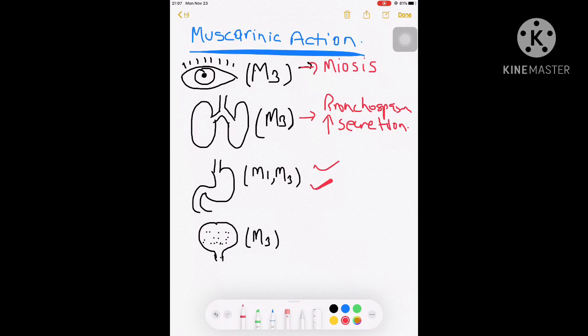Now the bladder, it also has M3 receptors. Most of the smooth muscles have M3 receptors. It causes contraction of the detrusor muscle and relaxation of the trigone and sphincter, thus causing voiding, or urination.